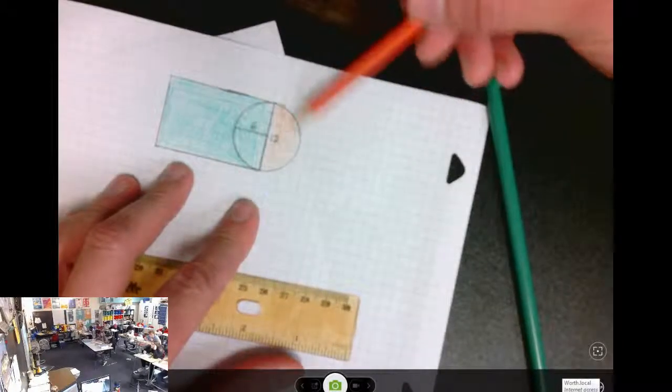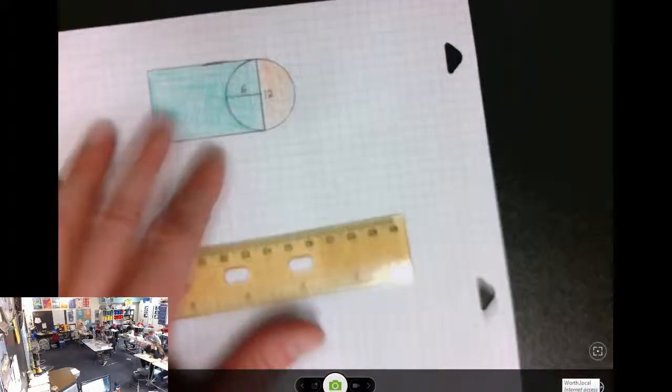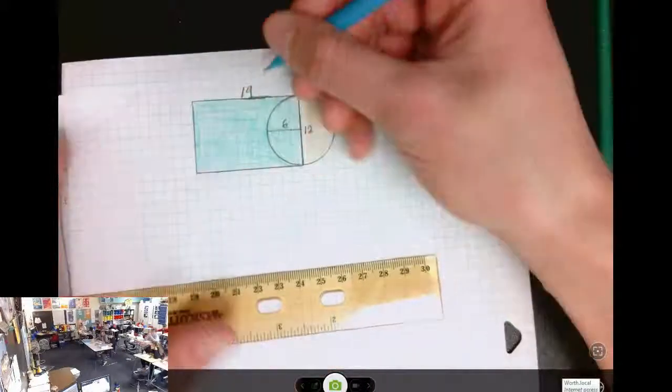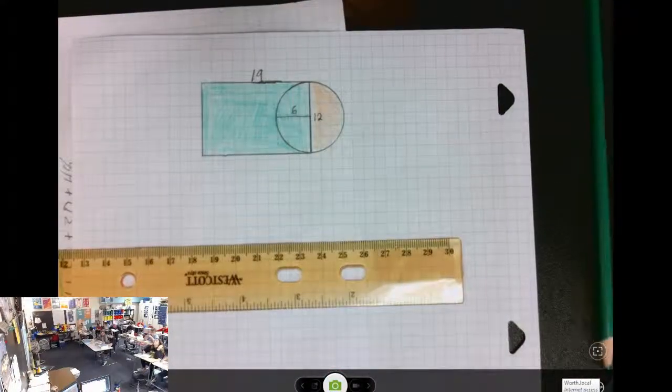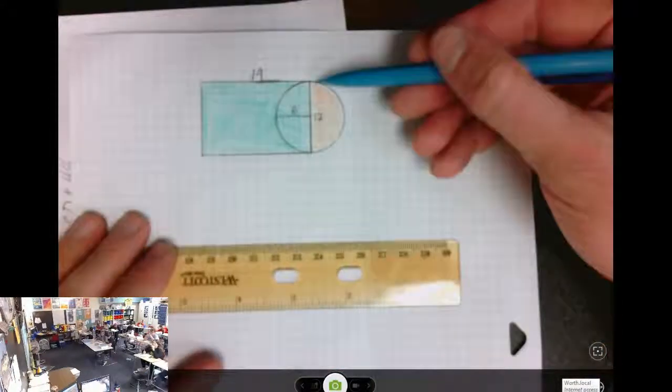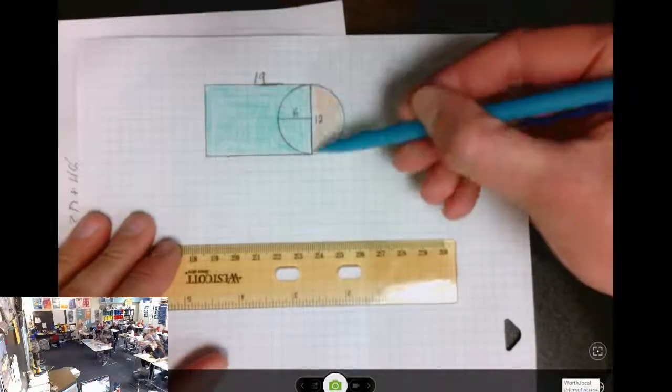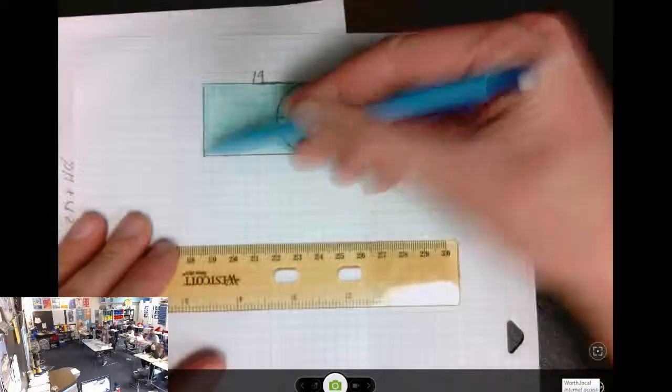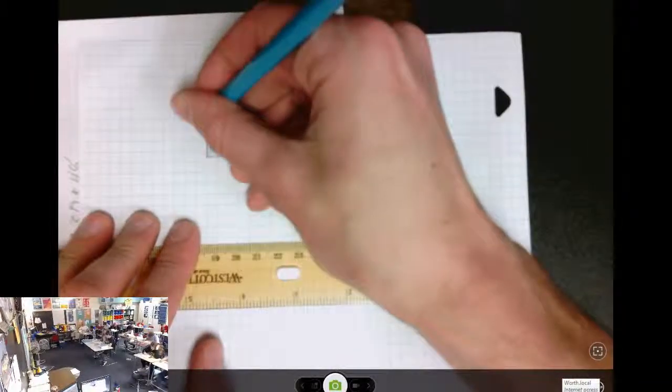Wait, then how do we figure out how long the outside is? 19, they told us it's 19. No, but from the... Oh, wait, if this is 12, Ava, then the outside is left, and this is 12. Help me.